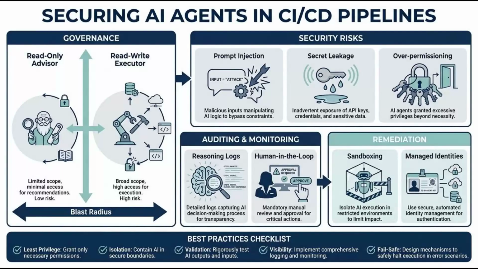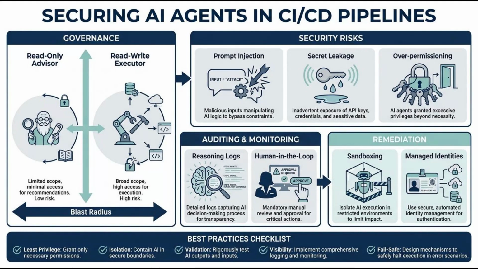Securing AI agents in your CI/CD pipeline. To secure AI agents in your CI/CD pipeline, you need to balance control with functionality. Start by assigning the right governance level. Read-only advisors are safer but limited, while read-write executors are powerful but riskier.